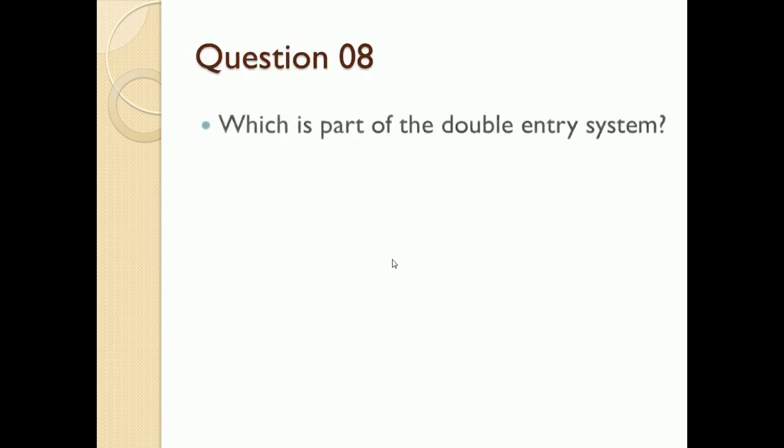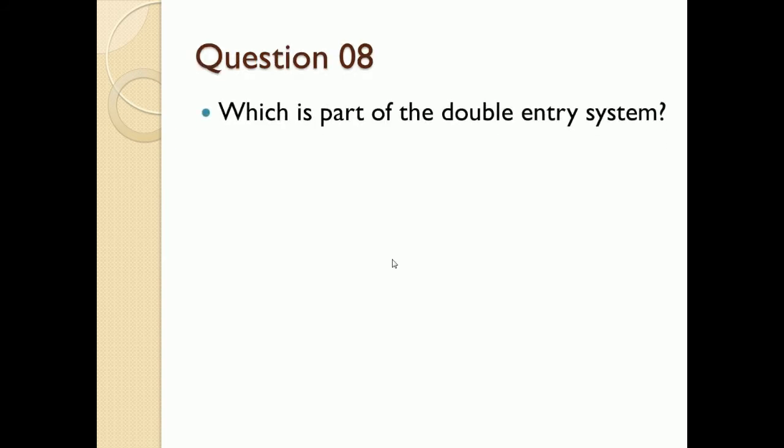So question number 8, which is part of the double entry system? So you have to identify the part of the double entry system. As you know, all the primary books except the cash book are not part of the double entry system, because for each and every book of prime entry only one aspect is recorded, double entry is not recorded, whereas the cash book is a special case where your debit and credit are recorded and is a part of the double entry system.